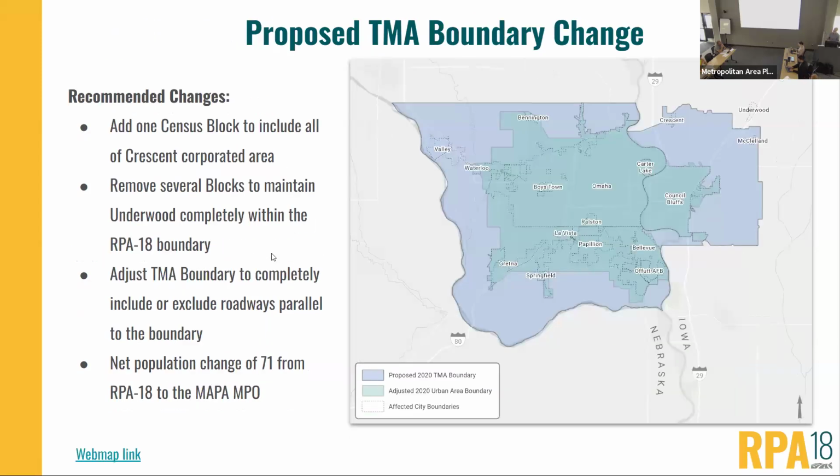So a couple real quick rules. The TMA boundary has to include all of that adjusted urban area boundary, which it does. And we're given some leeway to make sure that the area that we choose makes sense for planning. So we made the changes. A recommendation here, I'll just shift to it, maybe a little bit easier to see.